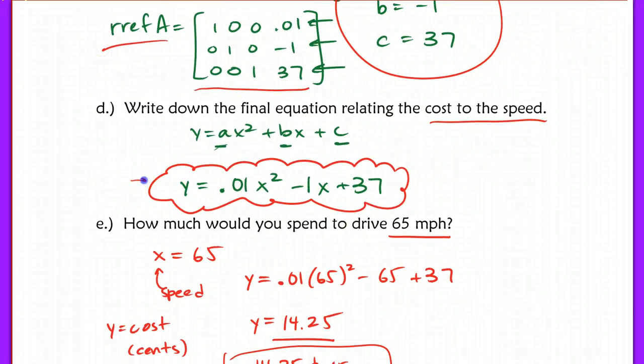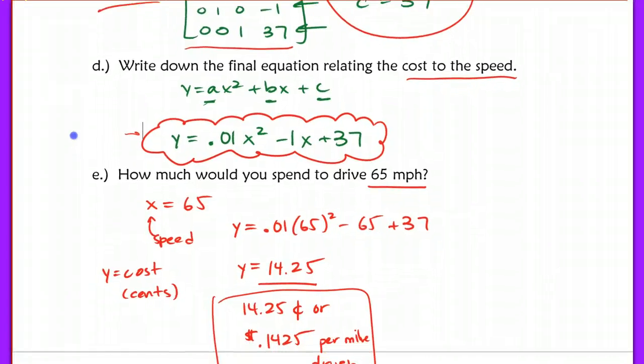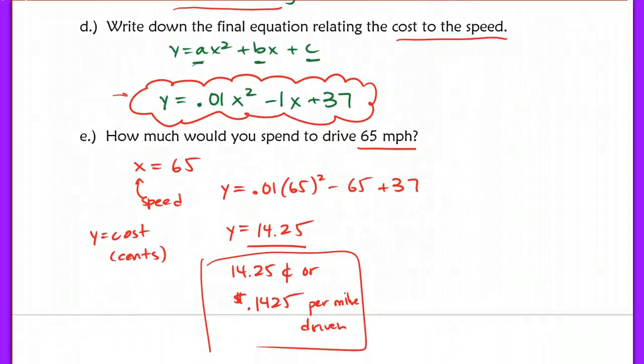Then we used our final equation here in part E to actually find how much you would spend when driving at 65 miles per hour.